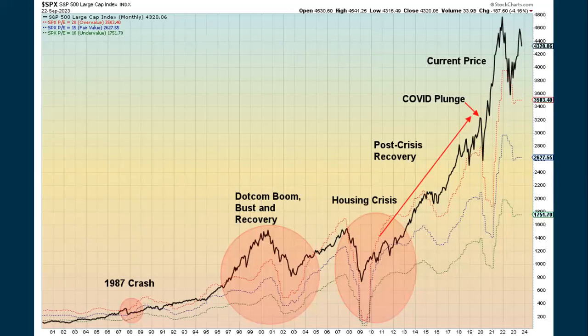We can also look at this based on historical events going back to 1980. We have the 1987 crash, the dot-com boom and bust, the housing crisis, and then, of course, the whole COVID plunge, and then where we're at over on the right-hand side right now.